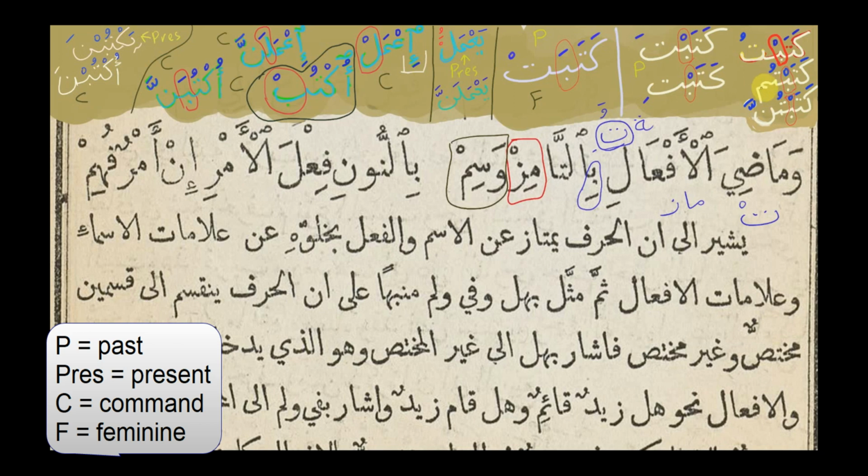كتبتم with this m here to indicate the plural of masculine. And this ta is the pronoun too. كتبتن, same thing. Notice the two here. كتبتن. So this too is the pronoun. And this n here is an indication of the feminine, the second person feminine plural. So just make sure you recognize the difference between these.